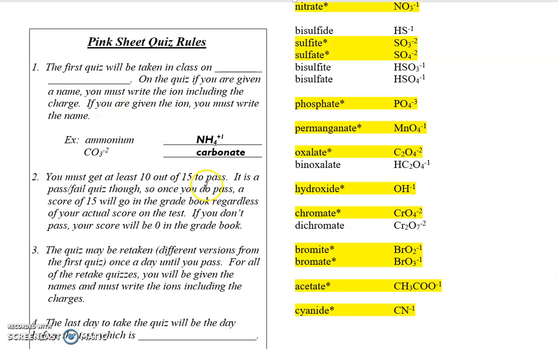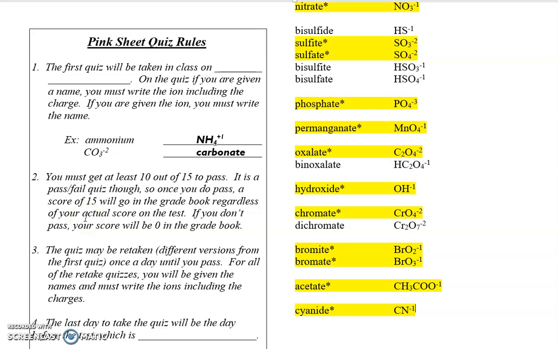Your quiz will have 15 on it. Remember I said there are 18, so I will take 15 of them and put them on the quiz. Which 15? I'm not telling you. It's a pass-fail quiz, so you have to get 10 to pass. 10 out of 15 correct makes you a pass. When you get 10 out of 15, it's going to go in as 15 out of 15 in the gradebook because you passed. If you don't get 10 out of 15, so you get less, it's going to go in as a 0. That sounds terrible, but look at number 3.